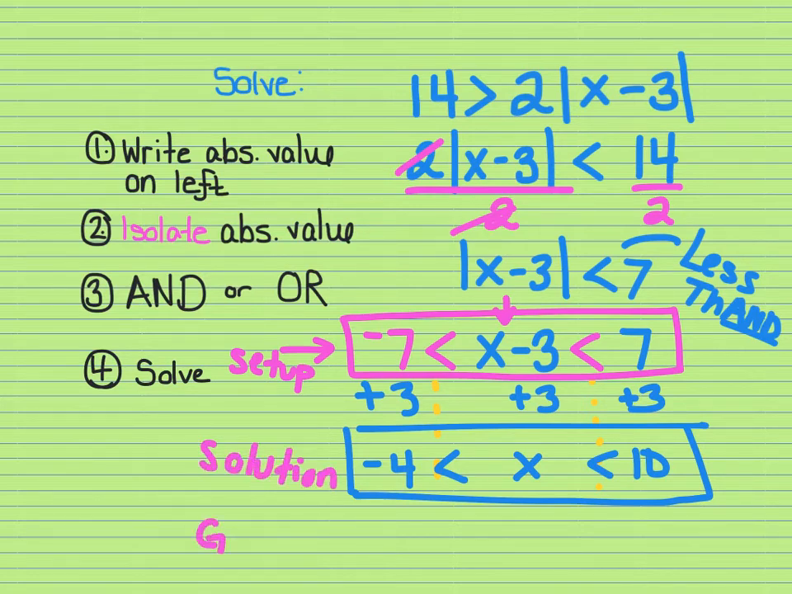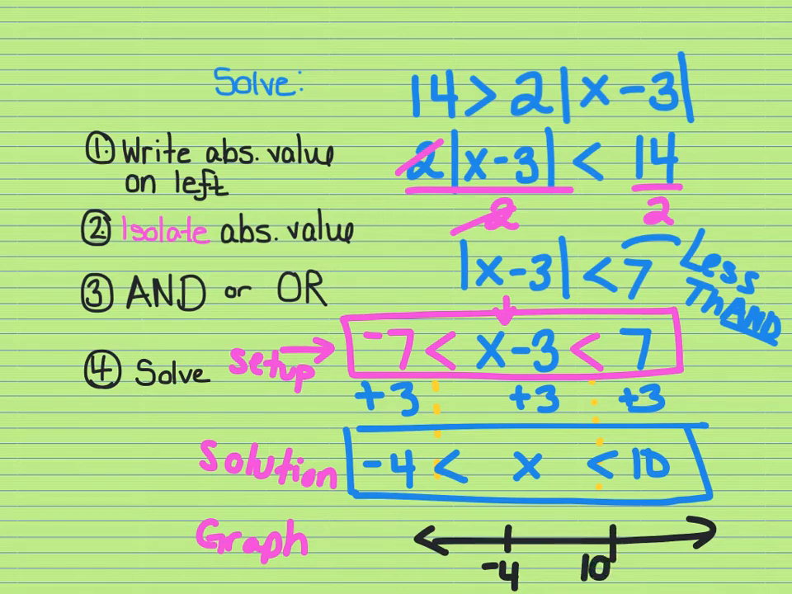And then finally, you need to graph it. So your graph would have negative 4 on your number line and 10. And let me just fix that. 10. You would have an open circle on each, and you're shading the region in between.